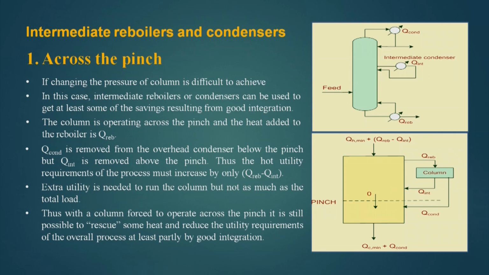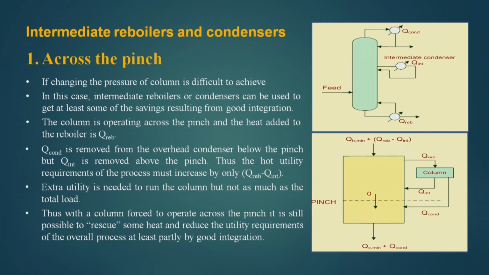If I am not able to find out the complete saving by integration, as we have seen in the case of integrating the distillation column above the pinch or below the pinch, then I should go for partial saving, and this partial saving can be done using intermediate reboilers and condensers. The column is operating across the pinch and heat added to the reboiler is Q reboiler.